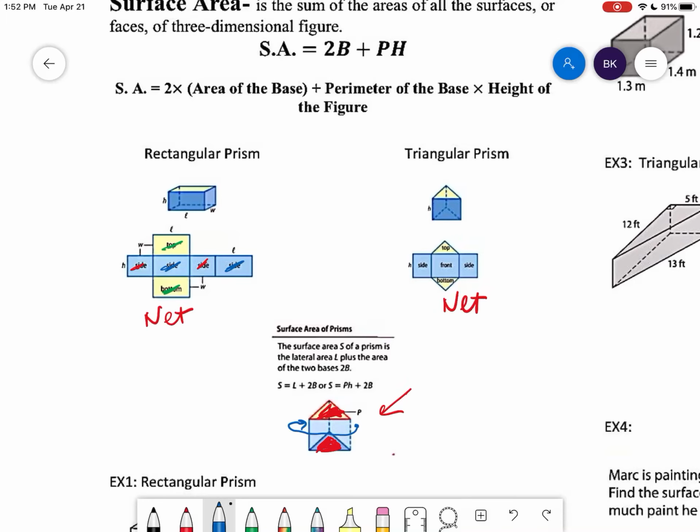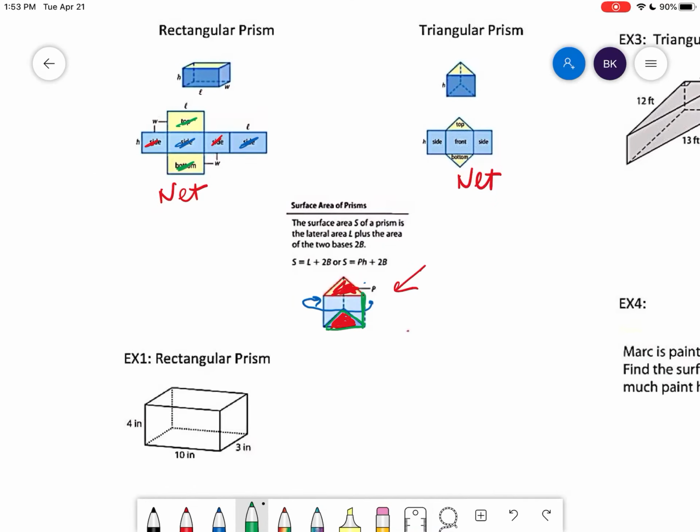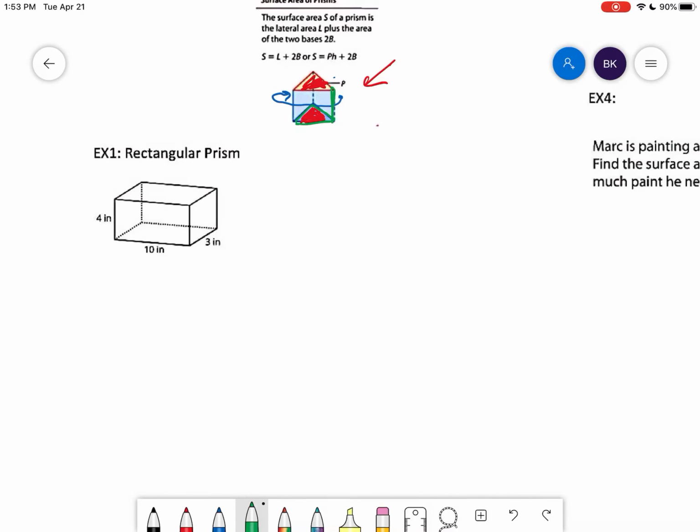If you take a look on the outside, it's going to be front, left, and right back sides. So this is the lateral area, and that is found by multiplying the perimeter of the base times the height of the prism. In the formula, we have 2 times the area of the base plus perimeter times the height, which represents the lateral area, the area around the prism.